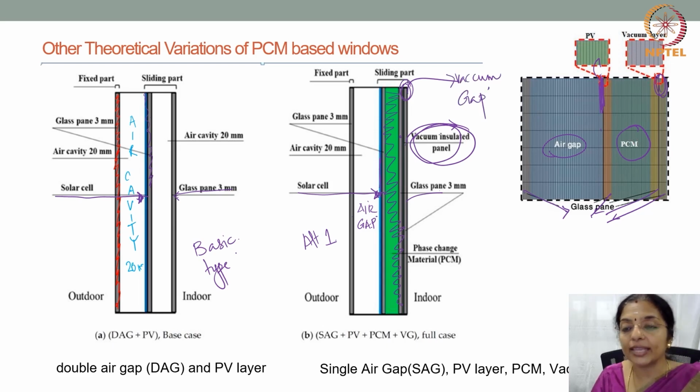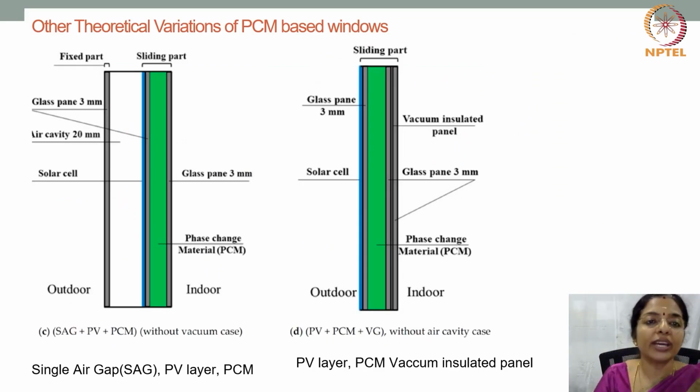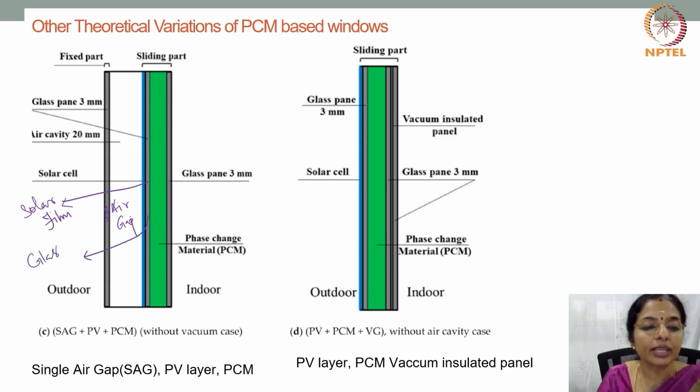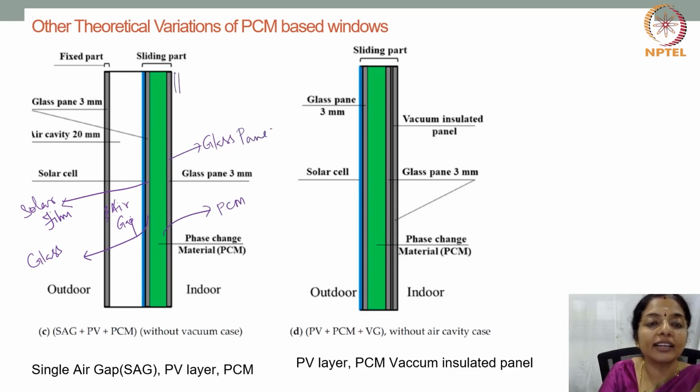Then to make the PCM integrated windows even more efficient, you can have further variations. Like you can have the glass here, you can have the air gap, the solar film. After that, another glass, then the phase change material, and just the glass pane. In the second variation, we saw there was a vacuum and another glass. So this we are eliminating now. There is no vacuum or glass.